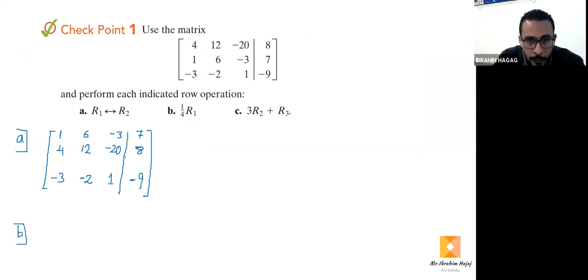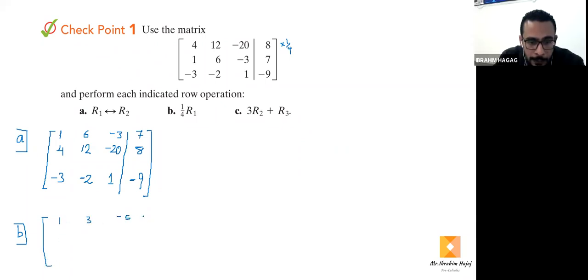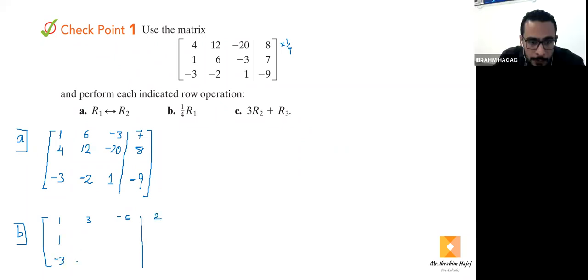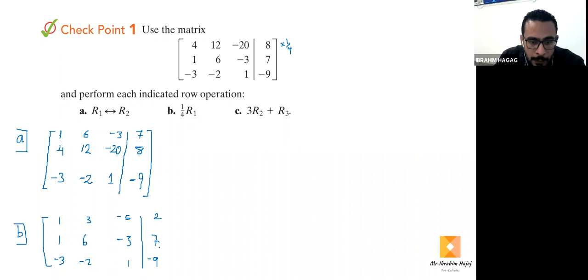Letter B. Thank you, Yusuf. Talal: 1 over 4 R1 means divide by 4. So 1, 3, negative 5, and 2, and the rest are the same: 1, 6, negative 3, 7, and negative 3, negative 2, 1, negative 9. Okay, that's it. This is letter B.